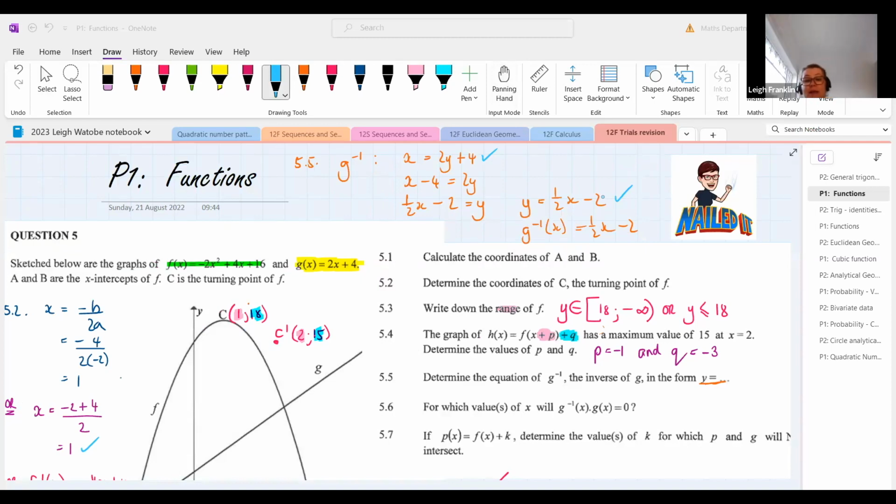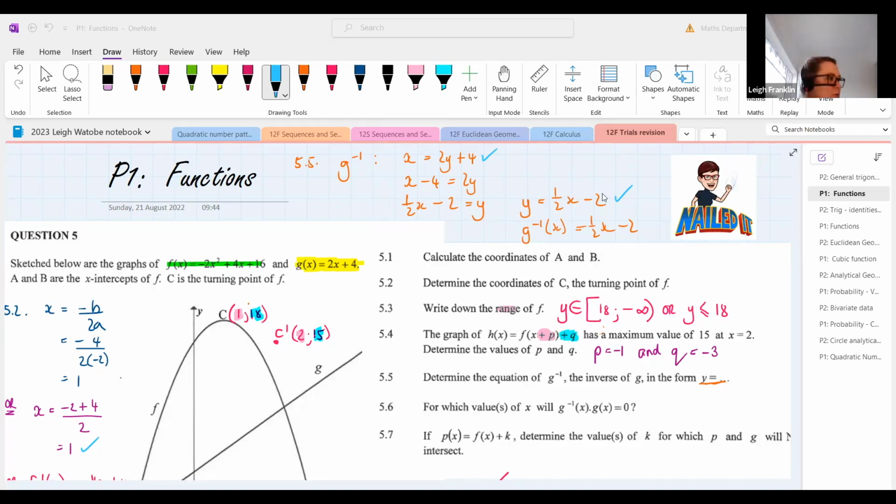Okay. Now jumping into the definitely more difficult sorts of questions. All right, so now it says to us, for which value or values of X will G to the minus 1 of X times G of X be equal to 0? So now I've tried to do a few questions like this with you guys in the past.